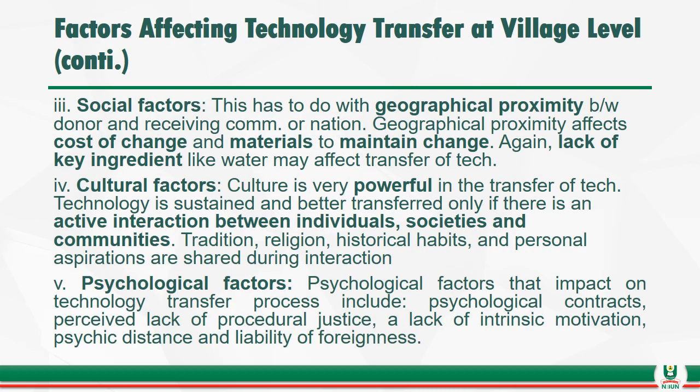In continuing, social factors are another factor that affect technology. I want to talk about the social factors. We are looking at geographical proximity between the donor and the receiver. If the place where the technology is being generated is very far from where the receiver society is, such technology is bound to fail because the cost of change will be higher, and of course the materials to maintain will not be there because of the distance, and of course there's what we call lack of key ingredients.